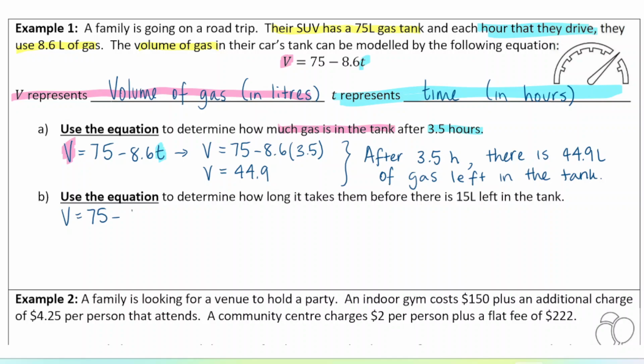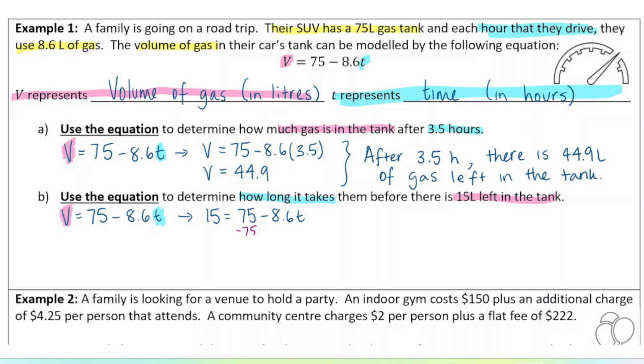I'm just rewriting the equation again. It says determine how long it takes, so the time, before there is 15 liters of gas left in the tank. So this time I'm replacing V with 15 liters and I'm solving for T. So my equation looks like this. I've replaced the V with 15. And I'm going to need to solve this one by opposite operations and isolating for T. So I'm going to do that now.